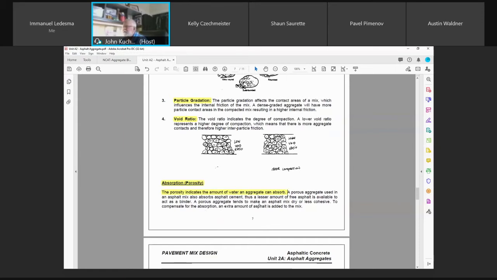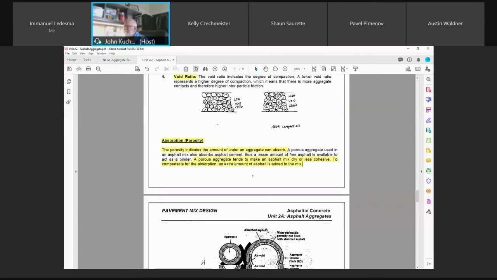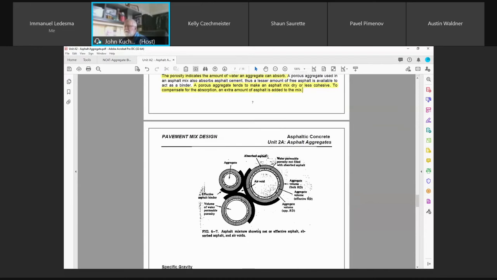A porous aggregate tends to make an asphalt mix dry or less cohesive. To compensate for the absorption, an extra amount of asphalt is added to the mix. Okay, there it is. Now you're using excess asphalt because you know you're going to lose it. It's not effective. We're going to have total binder content or total AC, if you want to call it, and you're going to have what's called effective. Effective is what's not in the pores, what's coating the aggregate and giving you the adhesion. Any questions so far?